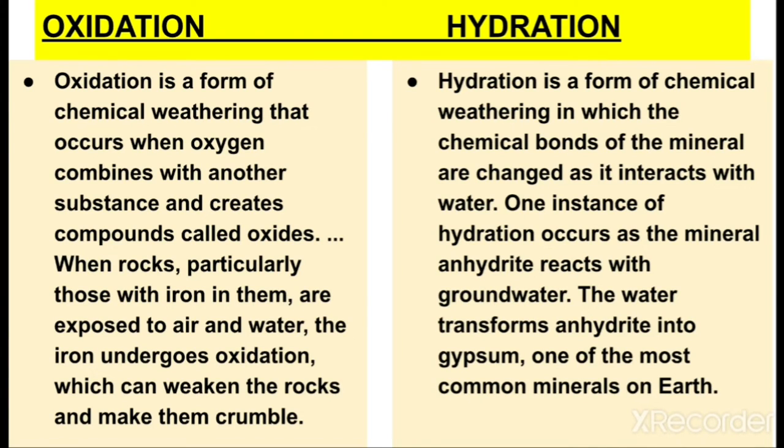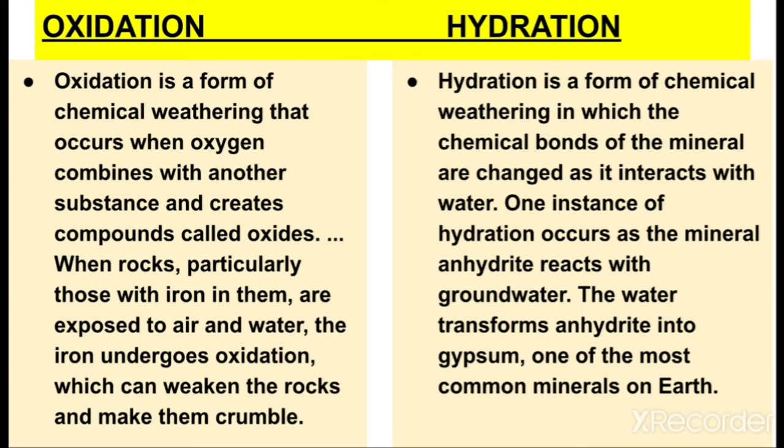Next, differentiate between oxidation and hydration. In oxidation, you will write: oxidation is a form of chemical weathering that occurs when oxygen combines with another substance and creates compounds like oxides. When rocks, particularly those with iron in them, are exposed to air and water, the iron undergoes oxidation, which can weaken the rocks and make them crumble.